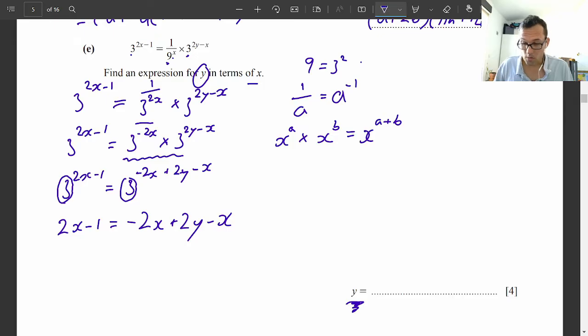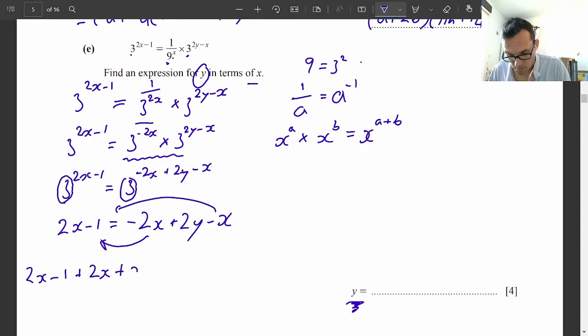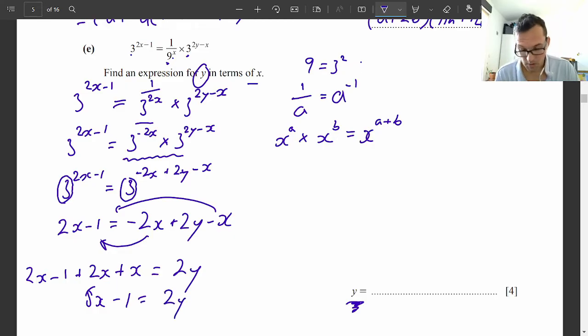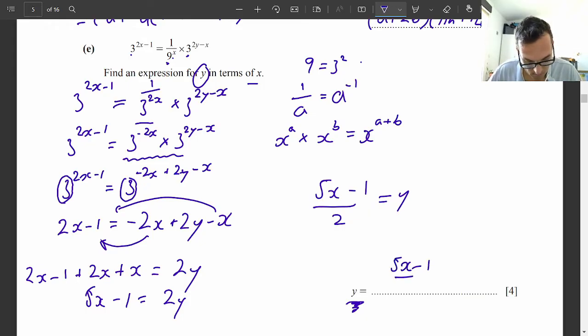That's pretty straightforward. We just need to move everything to the other side. Let's move that minus 2x there. So we have 2x minus 1. That minus 2x becomes plus 2x. And let's shove that minus x over as well. So it becomes plus x equals 2y. Let's squeeze all of this together. 2x plus 2x plus x gives us 5x minus 1 equals 2y. Now we just need to get rid of that 2, which means we divide it. So in the end, we'll have 5x minus 1 divided by 2 equals y. And we can just flip it over, and we have the right answer, 5x minus 1 divided by 2.